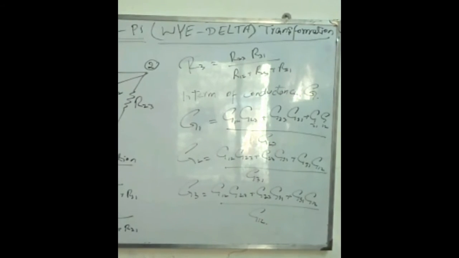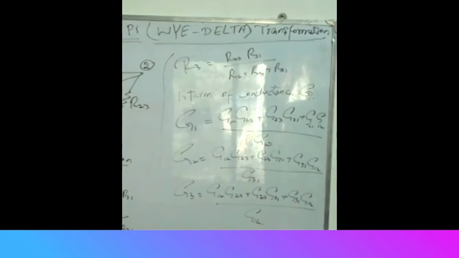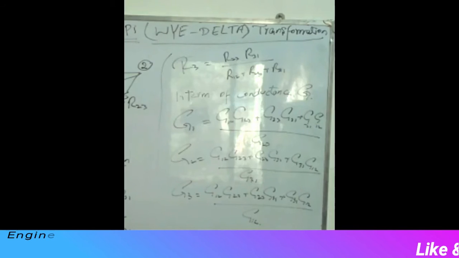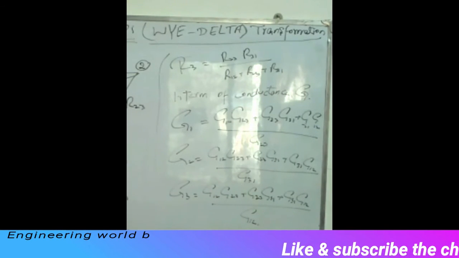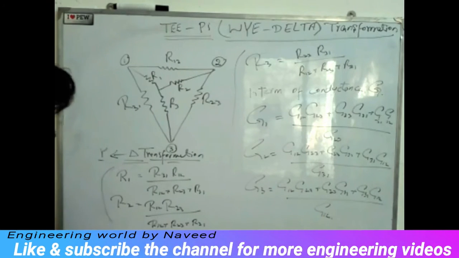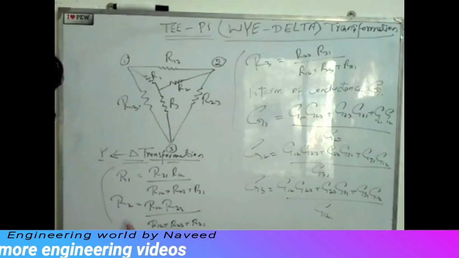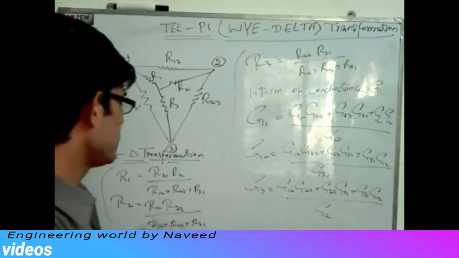So you just remember all these formulas. Through these formulas you can easily convert from delta into Y. And remembering these formulas is easy because it requires a little bit of technique through which you can easily remember them.